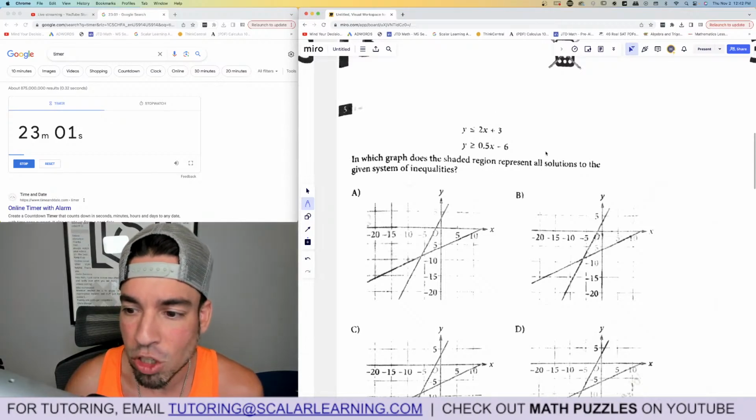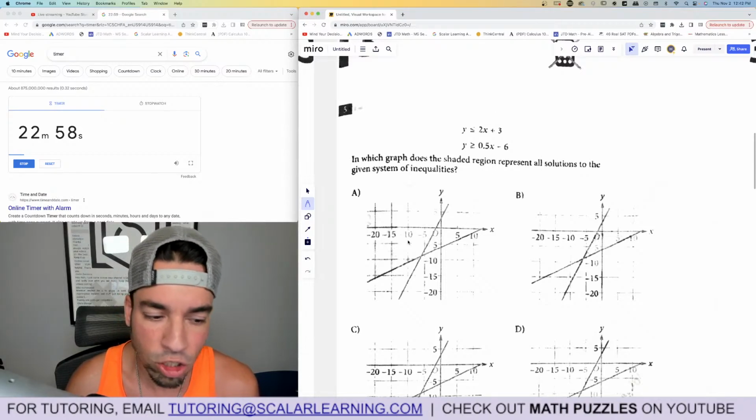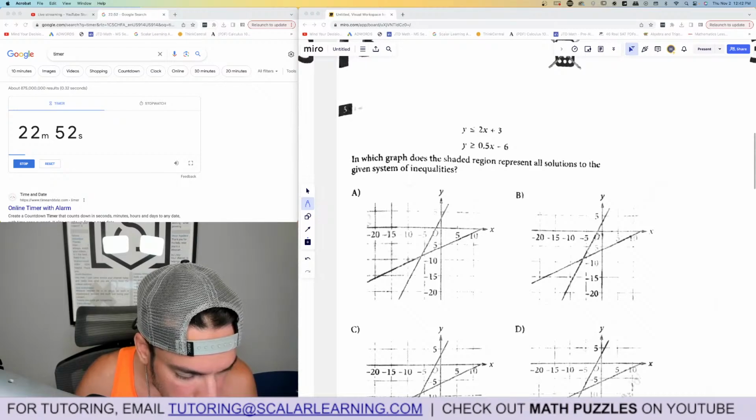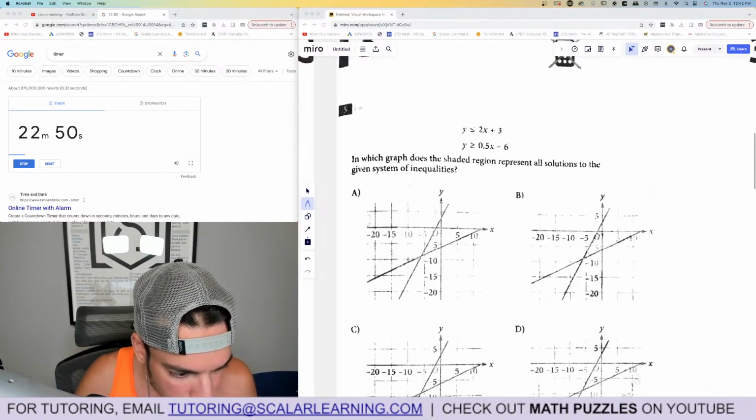In which graph does the shaded region represent all solutions? Oh, the shading is not visible. Let me go to my second version and see if it shows up a little bit better. Yeah, that's a problem with this copy. All right, hold on one second. I'm going to see if I can pull it up here, and then we can look at it on the other side.